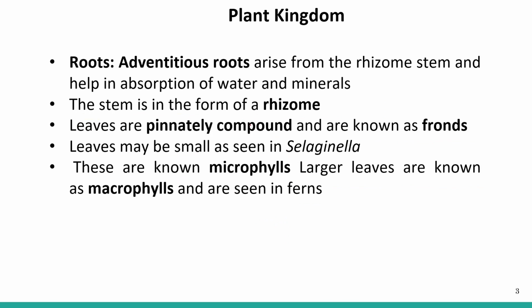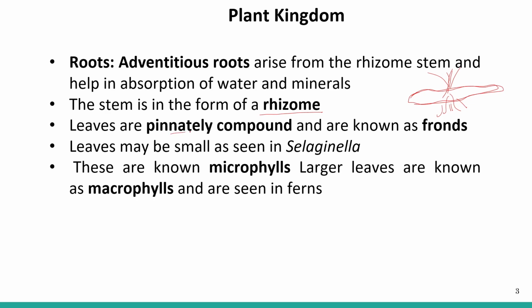Roots. Adventitious roots arise from the rhizome. Now here the stem is a flattened structure. It is not a vertical structure, it is a flattened horizontal structure from which the leaf originates. Okay, the leaf originates from this, and roots also originate from this rhizome-like structure. The stem is in the form of a rhizome. So this is a rhizome structure.